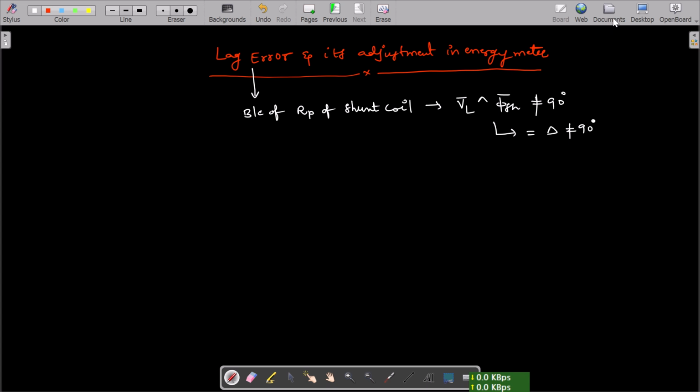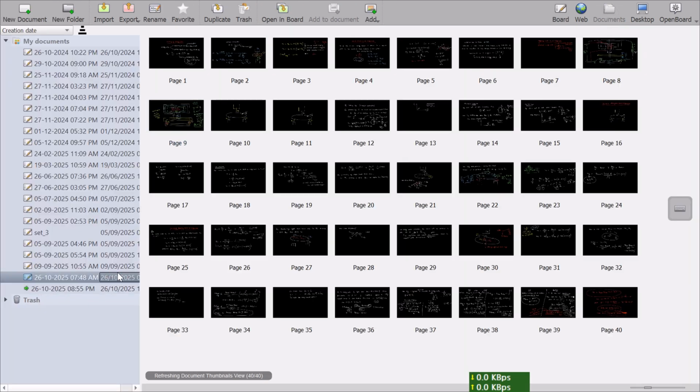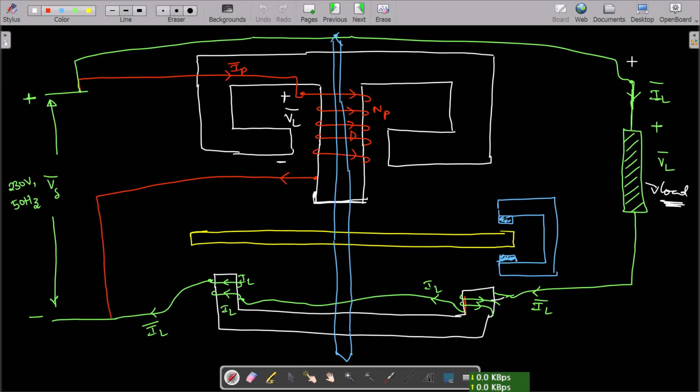So basically, when you see this energy meter circuit diagram, you can see this is the pressure coil or the shunt coil, and this is the series coil. This pressure coil or shunt coil is connected parallel to the supply or the load. So this pressure coil or shunt coil is going to have a resistance Rp, and it is also going to have a reactance Xp.